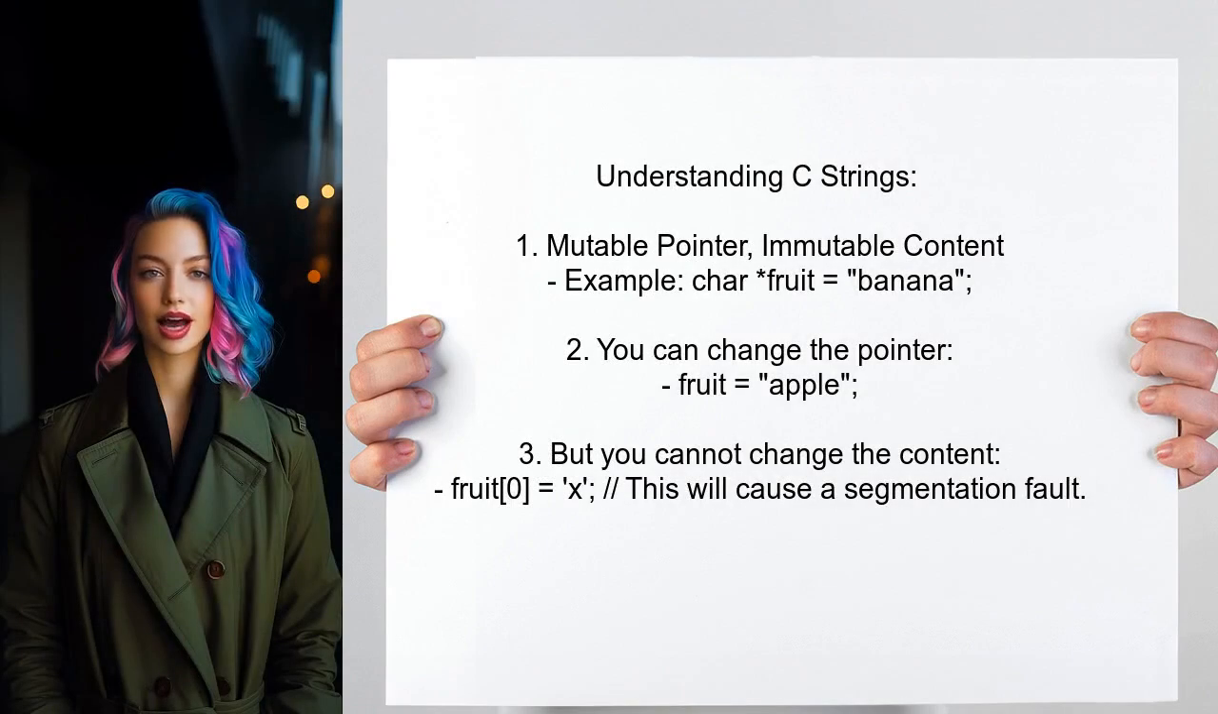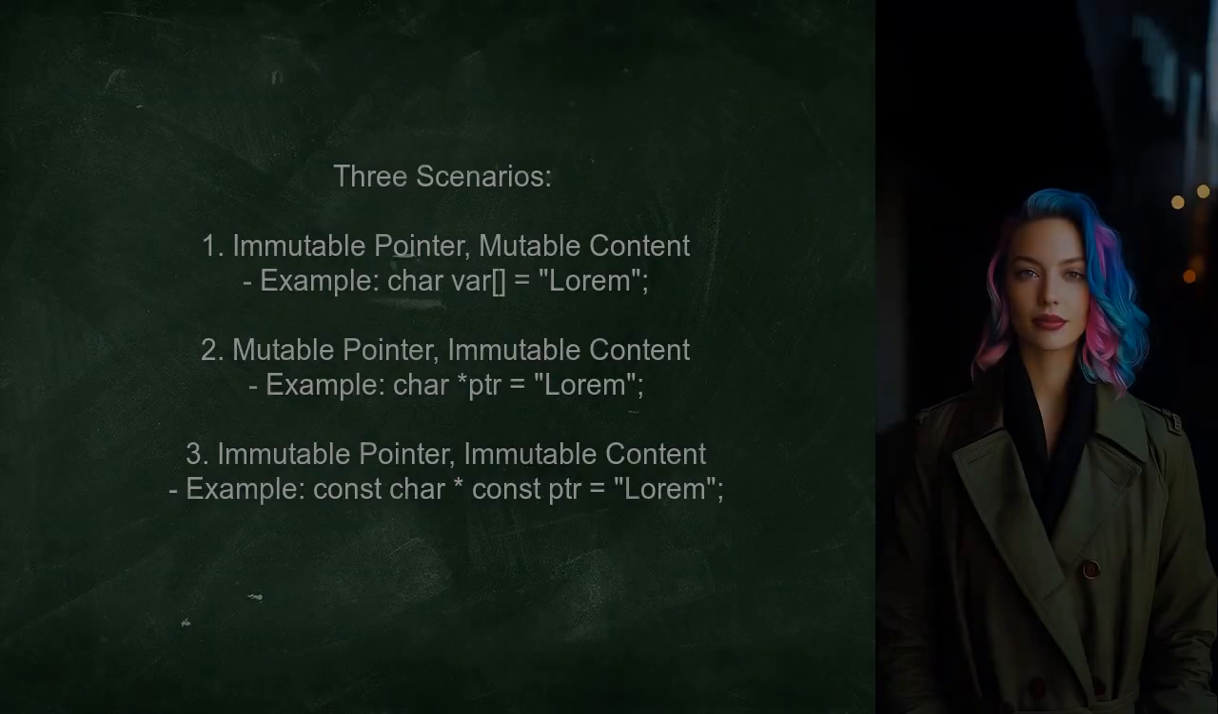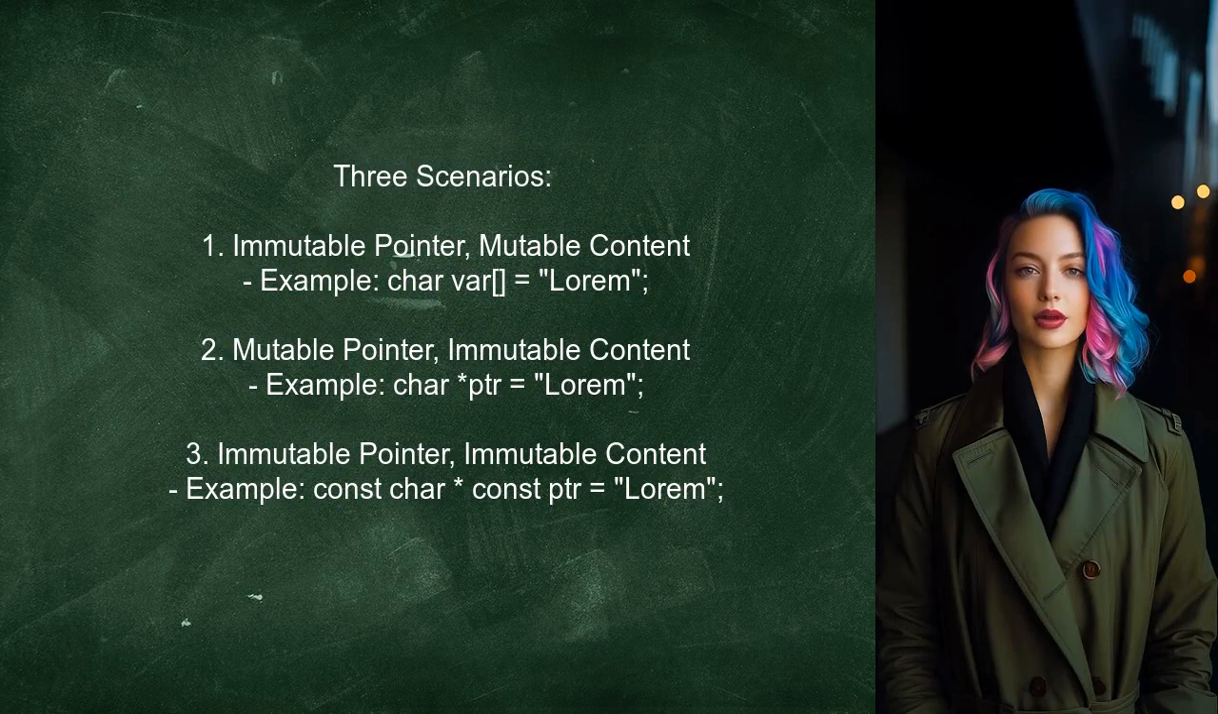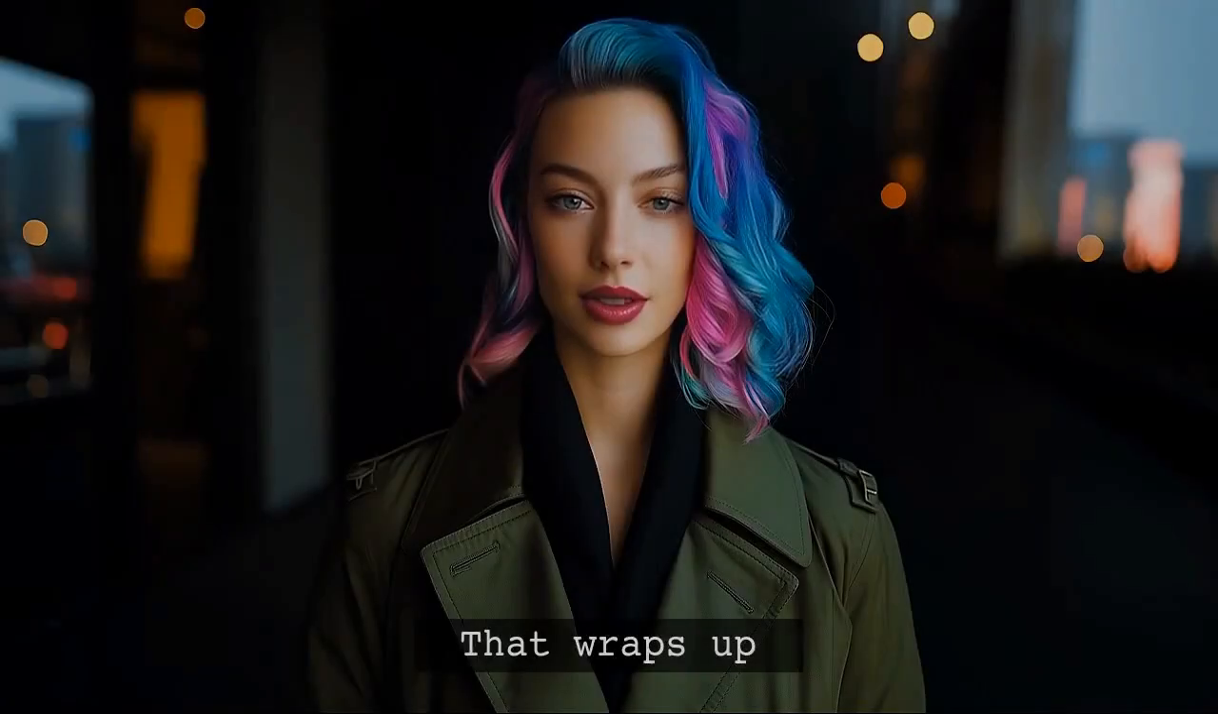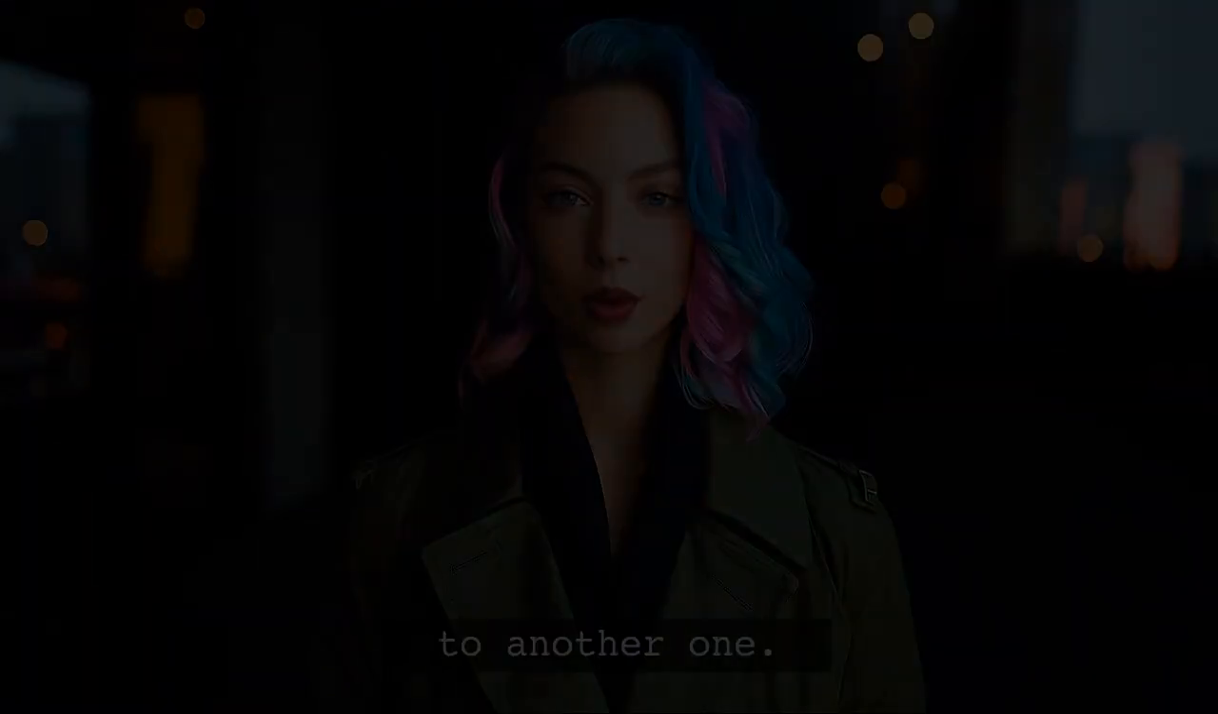This user explains that when you define a C string using double quotes, the pointer itself is mutable, but the content it points to is read-only. This means you can change what the pointer points to, but you cannot modify the string itself. The user also highlights 3 scenarios regarding pointers and content. First, an immutable pointer with mutable content, like a char array. Second, a mutable pointer with immutable content, like a string literal. Lastly, both pointer and content can be immutable. That wraps up that answer. Let's move on to another one.